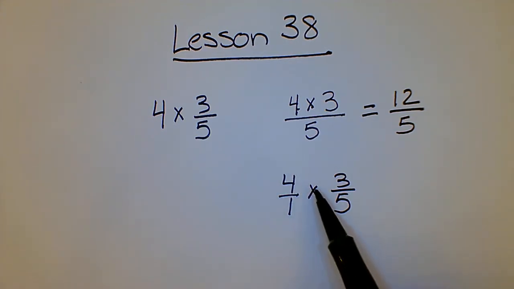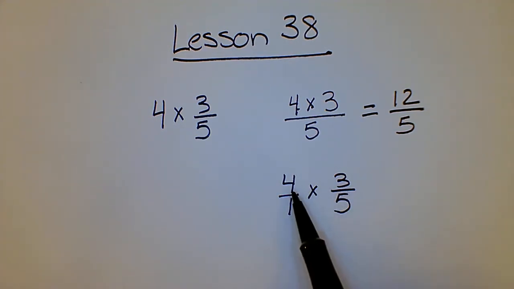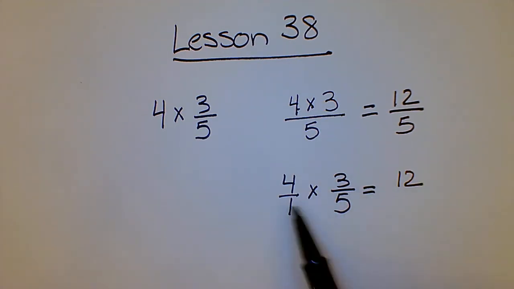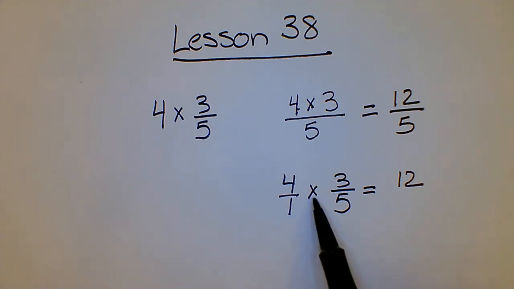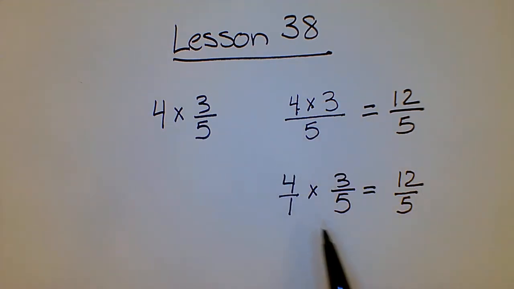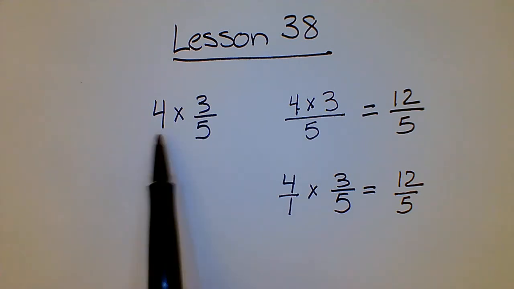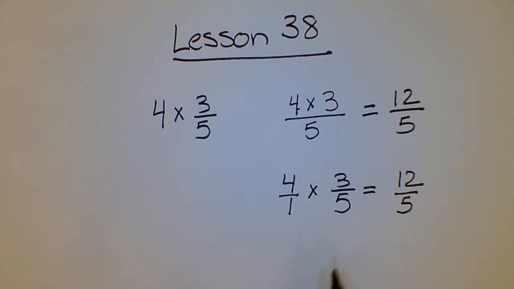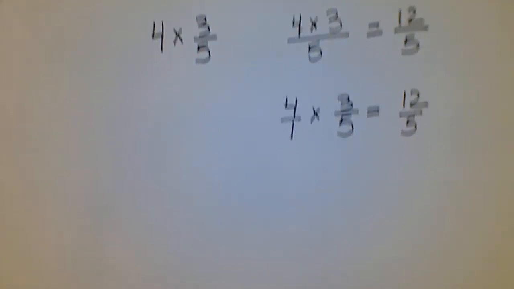So what we now can do is simply say, let's multiply our numerators, 4 times 3, which is 12, and we can multiply our denominators, 1 times 5, which is 5. So those were the two ways that we could multiply 4 times 3/5. These are the two ways that we really settled on. All right, so now that we've looked at that, let's jump into the proper lesson.